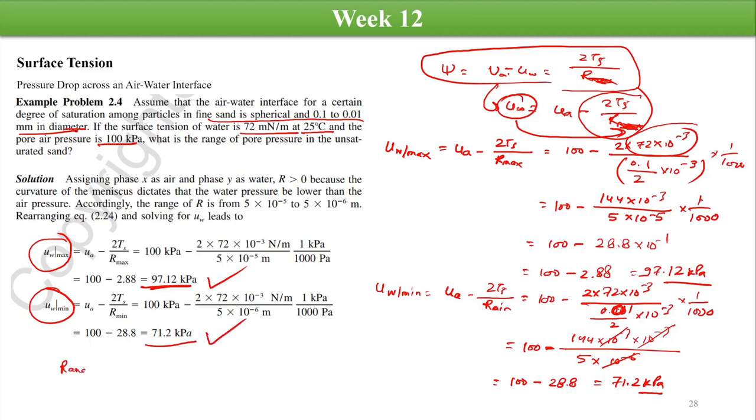So what will be the range? UW max minus UW min, that will be the range. 97.12 minus 71.2. So how much will we get? It will be 25.92 kPa. That will be the range, right? So please have a look at this question and let me know if you have any difficulties.